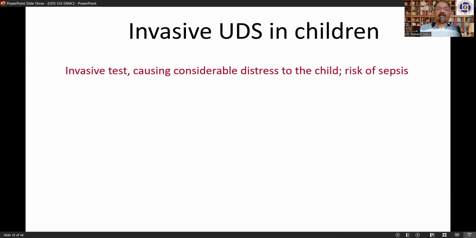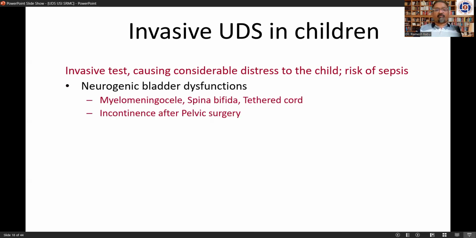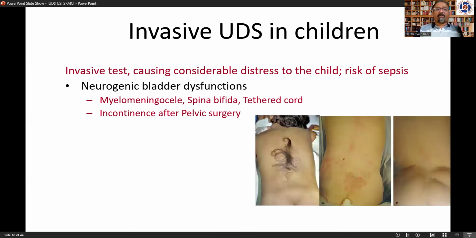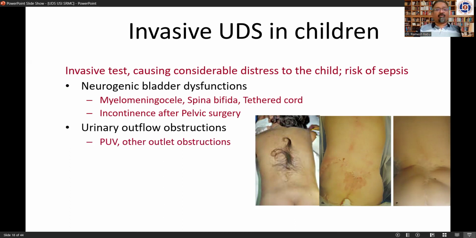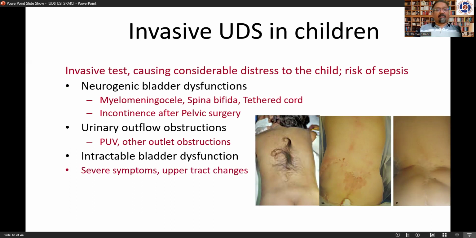Now coming to invasive urodynamics, it causes considerable distress to the child, and there's a risk of sepsis. So typically we reserve invasive urodynamics for a child with a neurological cause, like a myelomeningocele, spina bifida, tethered cord, or incontinence after a pelvic surgery. That is the typical child where we do all this. We can also do it in conditions like post-urethral valve, where there is a valve bladder, and in intractable bladder dysfunction or severe upper tract changes. All those things can be an indication for invasive urodynamics.